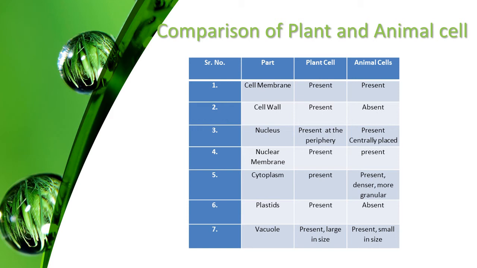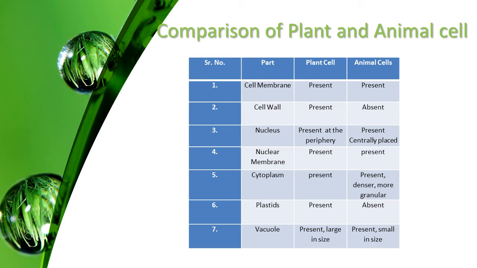There is a little difference. In animal cells, cytoplasm is comparatively denser and more granular. Why is it so? Because in animal cells, more metabolic activities go on. Because in animal cells, for carrying out these more numerous metabolic activities, more substances are required. Obviously, the cytoplasm is denser and granular as compared to the cytoplasm present in plant cell.